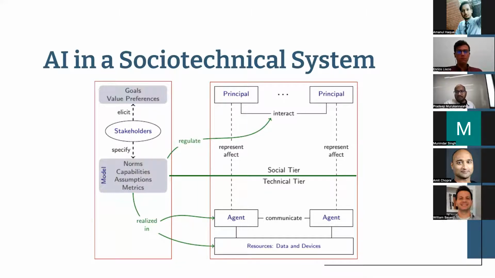And that's when constructs like values and norms are important, because these are the types of constructs that humans, or the principles in the social tier, use in their day-to-day communication, decision-making, and things like that. And then if you want computational entities to represent humans in a technical tier, then the computational entities also need to have an understanding of constructs like values to make this ecosystem work. And that's the reason, as computer scientists, we are studying values.